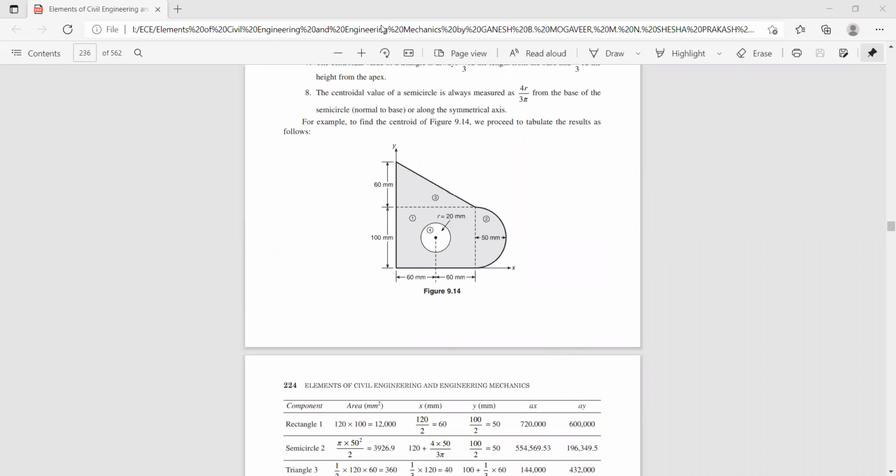So any doubts with this problem, anyone? Hello, is it clear? Shall I proceed to the next one? Hope everything is clear, I think. Shall I proceed with the next one? Am I audible? Yes, sir. Okay, fine.